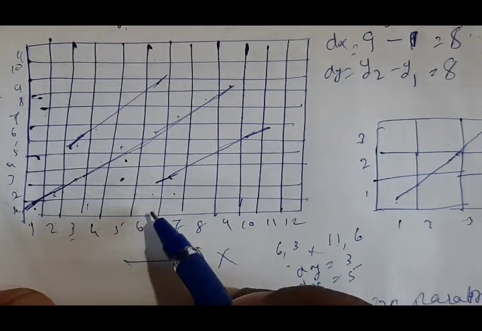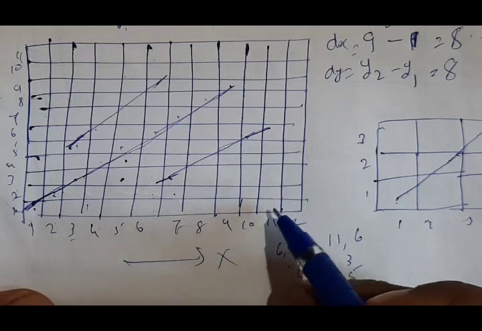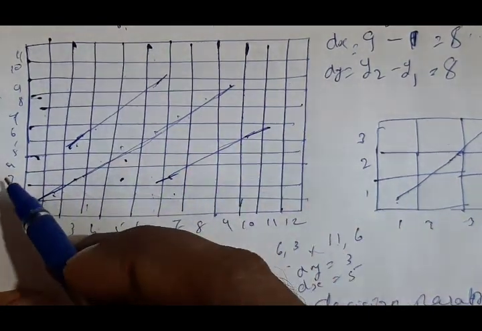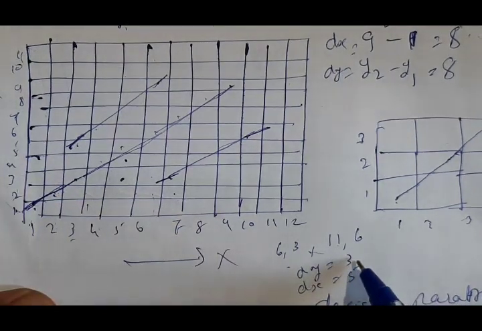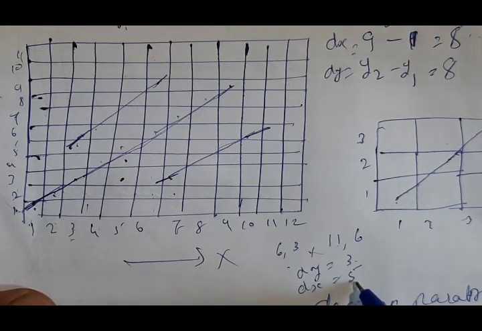So dx is incremented by 1 unit: 1, 2, 3, 4, 5. See the difference here. Why? How much? 3 to 6. Only 3 points. It incremented only 3. So in dx it increments 5 times.